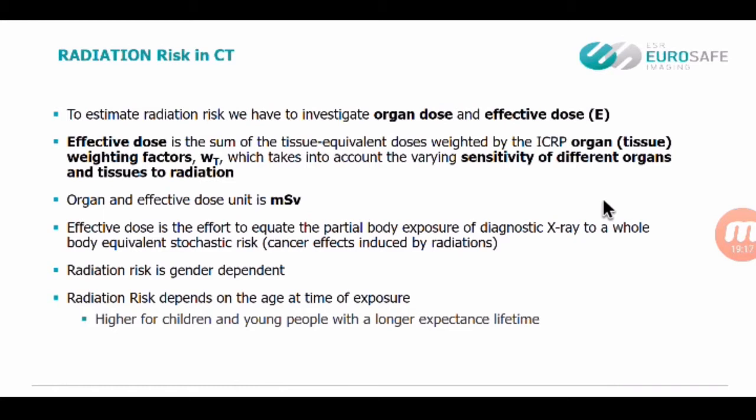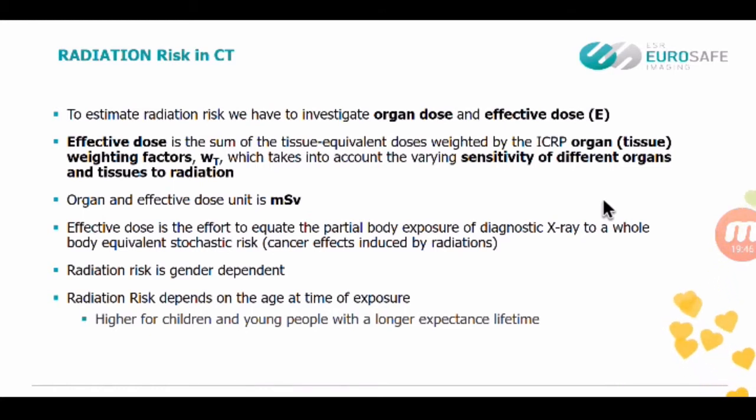Effective dose is the sum of the tissue equivalent doses weighted by the ICRP organ tissue weighting factors, which takes into account the varying sensitivity of different organs and tissues to radiation. Organ and effective dose unit is millisievert, and effective dose can be seen as the effort to equate the partial body exposure of diagnostic X-ray to a whole body equivalent stochastic risk. That means cancer effects induced by radiation.